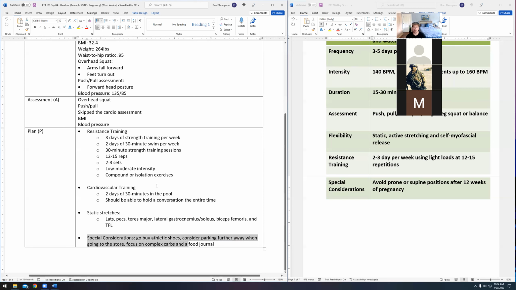For her special considerations, we are going to encourage her to go buy some good athletic shoes with a wide toe box. That is going to help make sure that her feet can spread, especially with pregnancy. Also, water retention tends to be a problem. So that's going to be very helpful, and also going to put her less at risk for friction and blisters and things like that. We're going to encourage her in her overall lifestyle to park further away when she goes to the grocery store. That way she can increase that caloric burn naturally throughout the day.